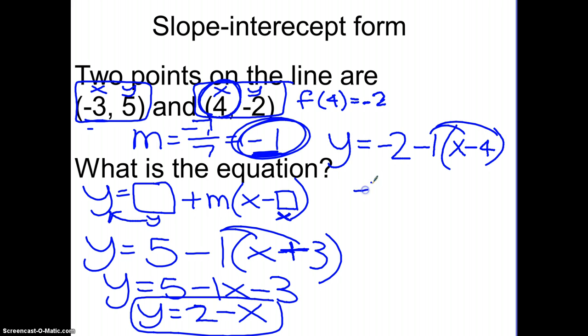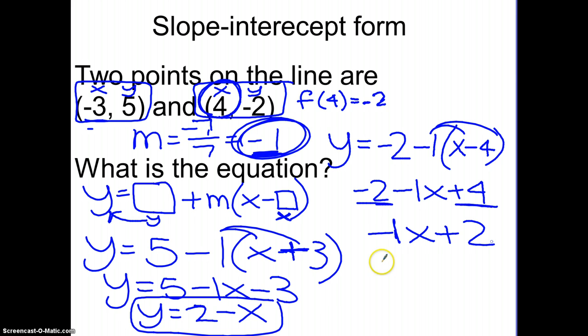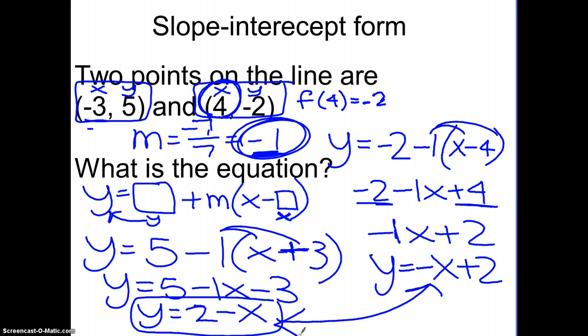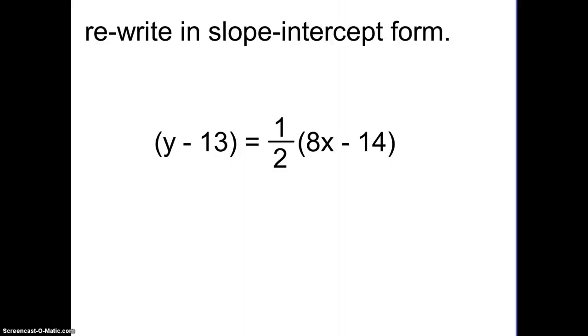If I distribute, I'm going to have -2 minus 1x. Negative times negative is positive 4. And negative 2 and positive 4 makes positive 2. So I have negative 1x and a positive 2. Remember, I don't have to put the 1, so that's just negative x plus 2. And if you notice here, these are the same. I have a negative x and I have a positive 2. It doesn't matter which point you use, they're going to give you the same solutions, same equations.